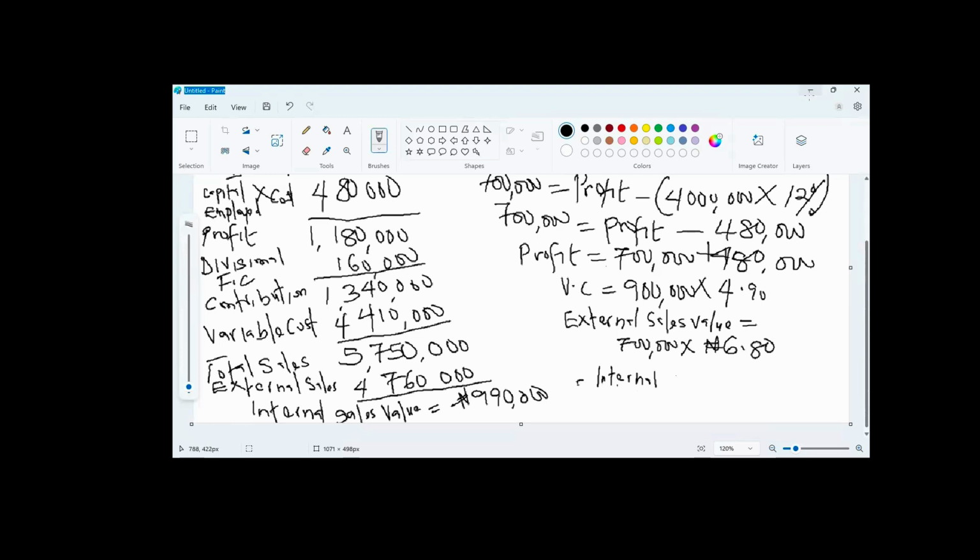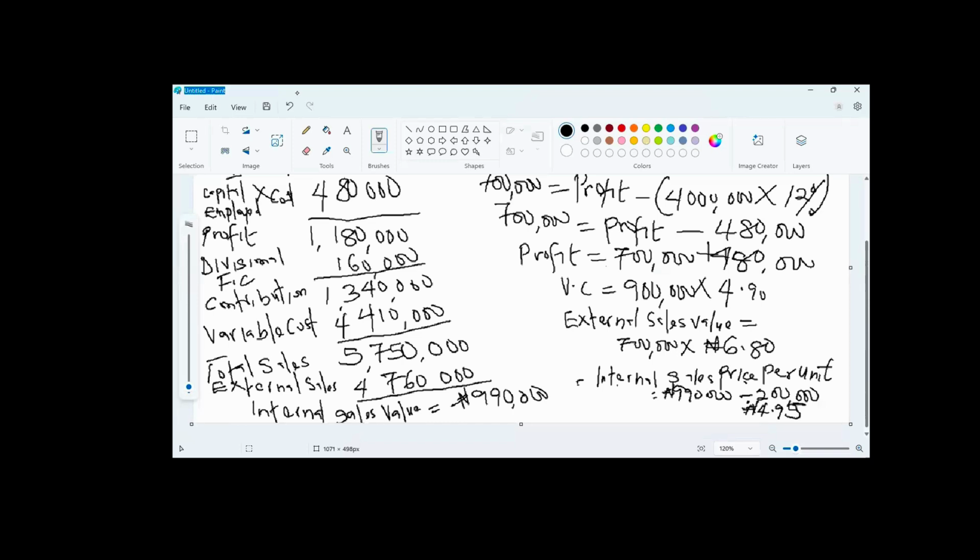Internal sales price per unit is equal to total internal sales, 990,000, divided by quantity sold internally, 200,000 units. That will give us 4.95. That is the transfer price that we achieve the target residual income. That is requirement A. The transfer price meets the target residual income.